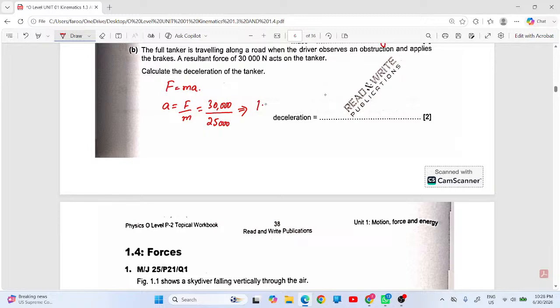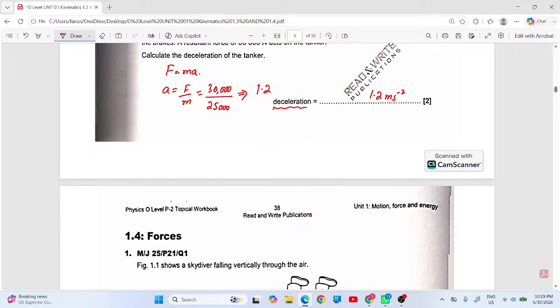Should we add a negative sign? No, it's already mentioned it's deceleration, so the answer is just 1.2 meter per second square. We don't put a negative sign. Deceleration is obviously negative acceleration. Okay.